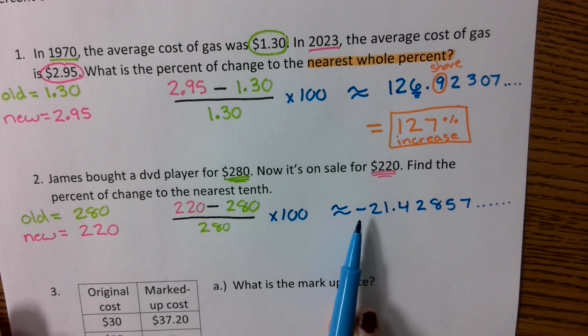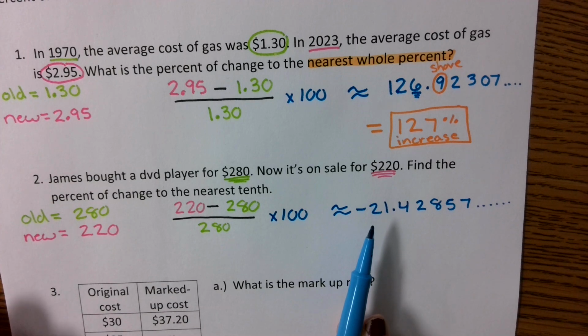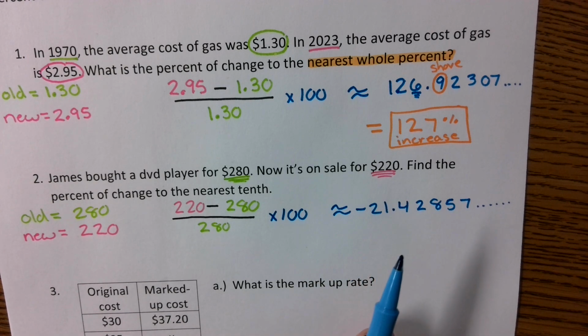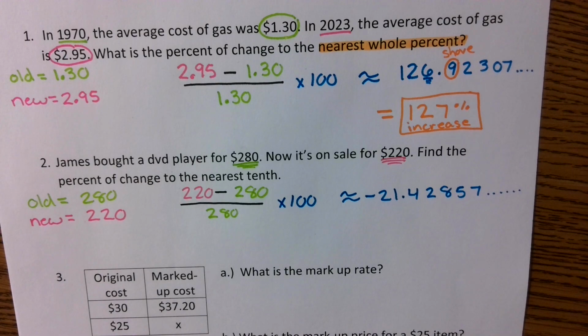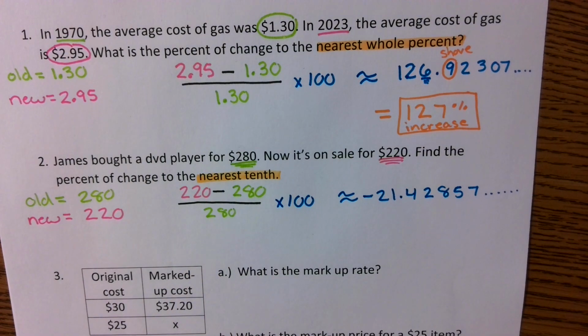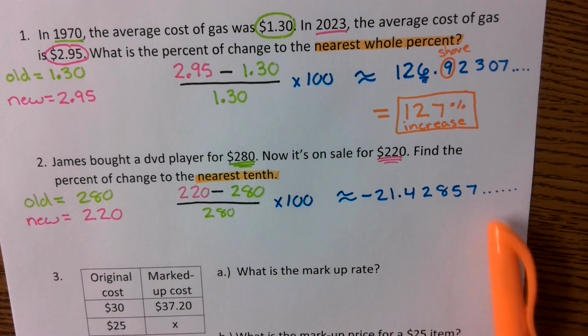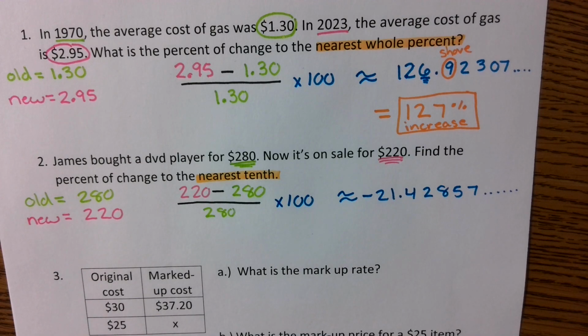Am I going to write the negative when I put my final answer? No. What are we going to write instead of the negative? If it was a negative change, what is that called? Decrease. Instead of writing the negative sign, we're just going to indicate that it is a decrease. Now we can identify what we are rounding to. We are rounding to the nearest tenth. Which one of those digits, 2, 1, 4, 2, 8, 5, 7, is the tenth place value?